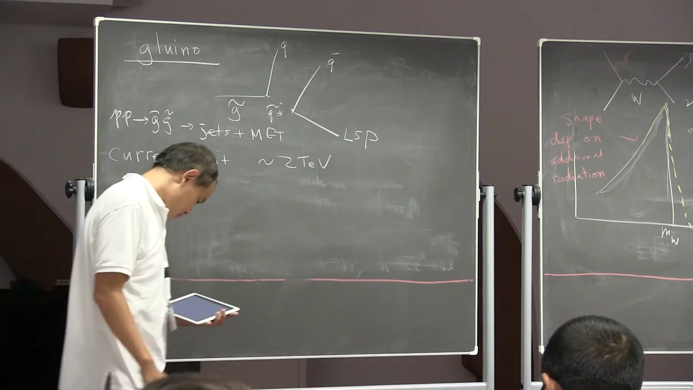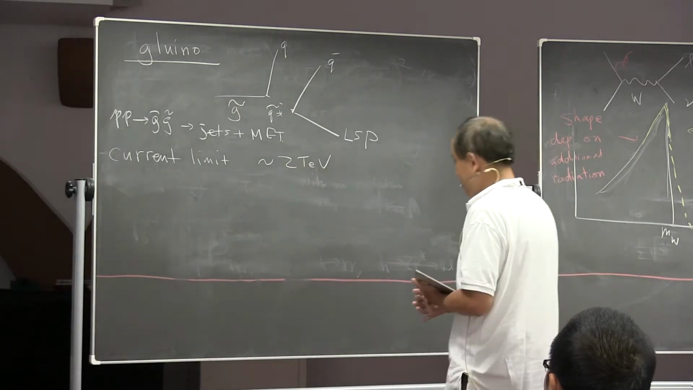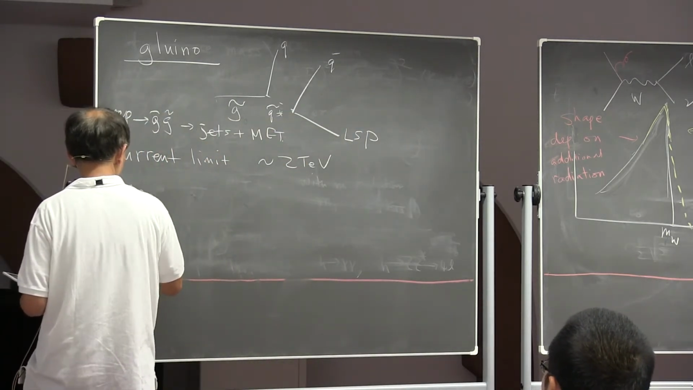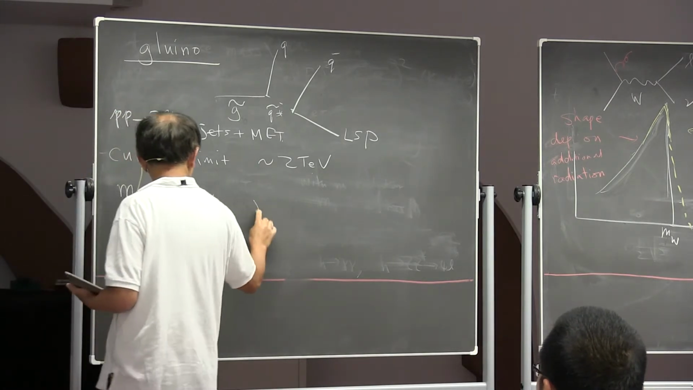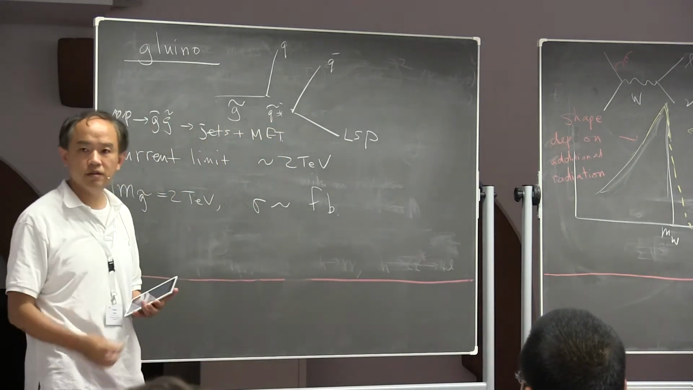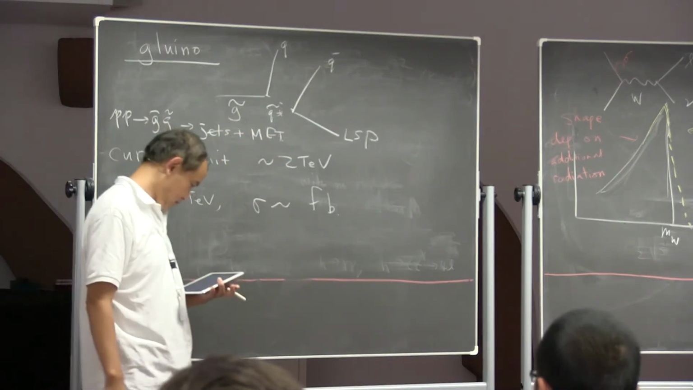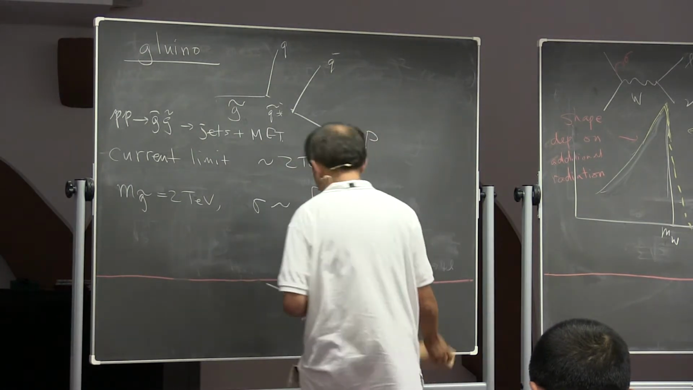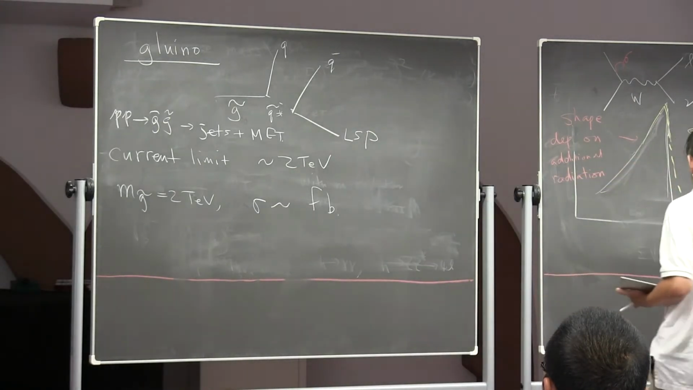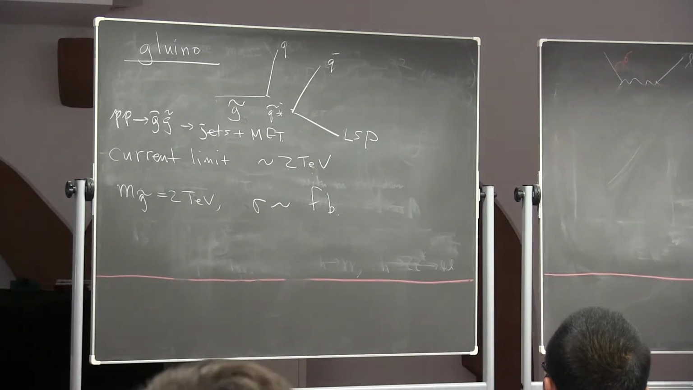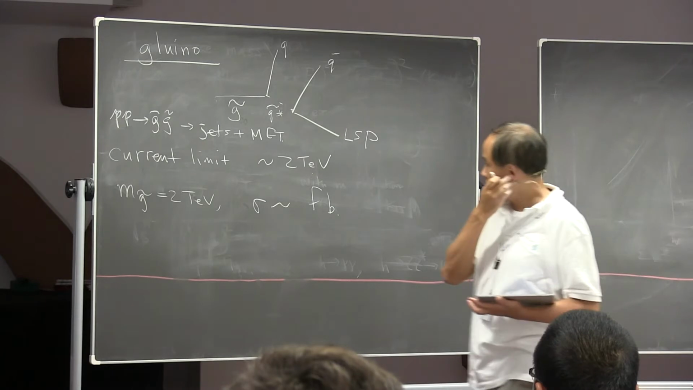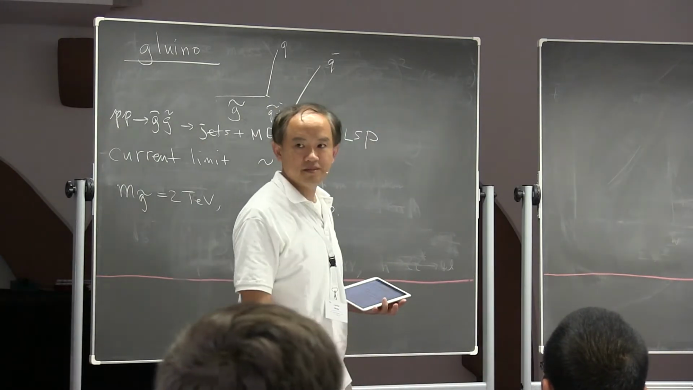Now, what is the standard model background? First of all, let's say for m gluino is 2 TeV, the rate is about a femtobarn. And this is easy. You take MadGraph, one second to calculate, less than one second. But let's see what is the standard model background, also jets plus missing energy.